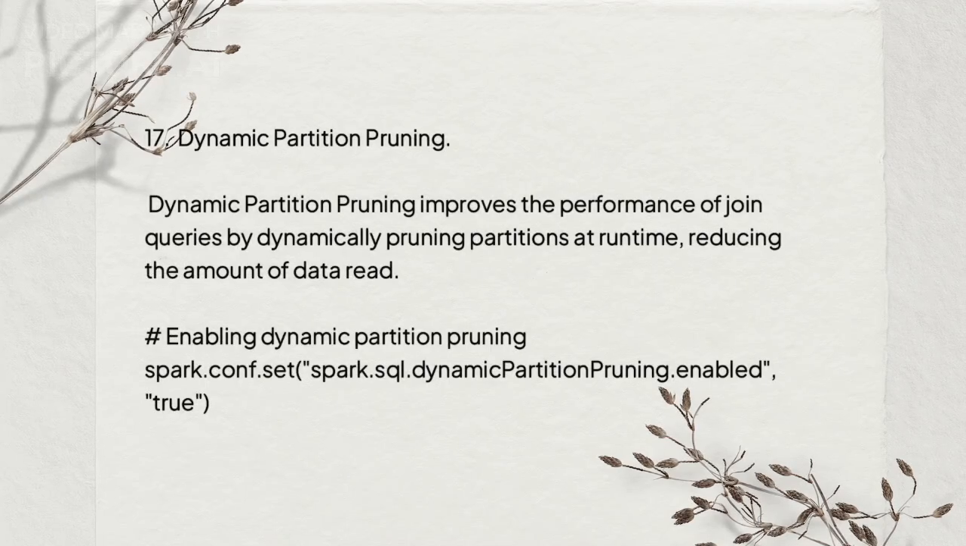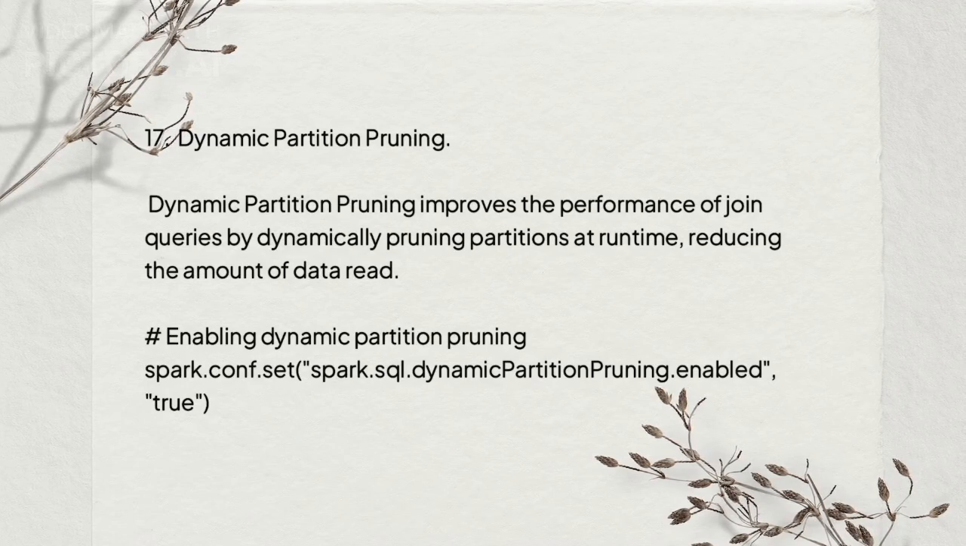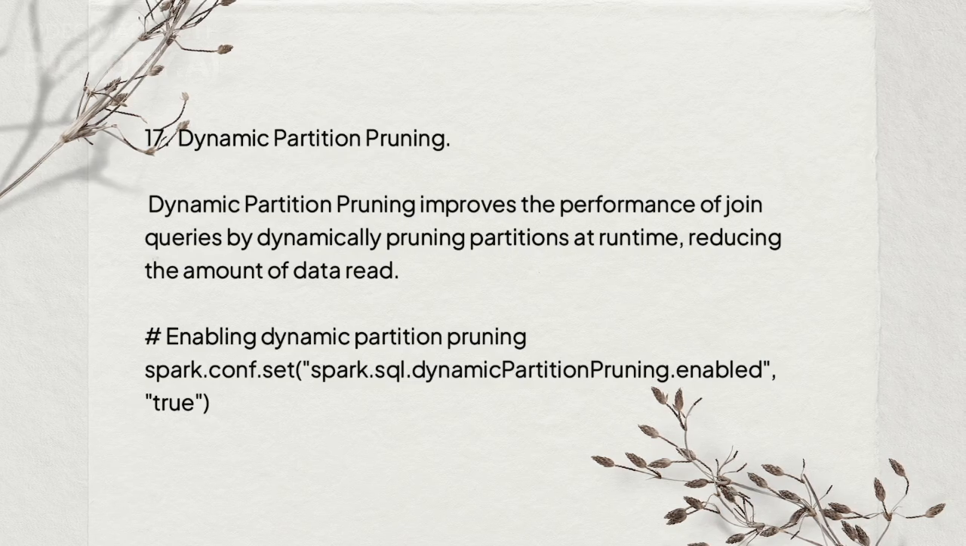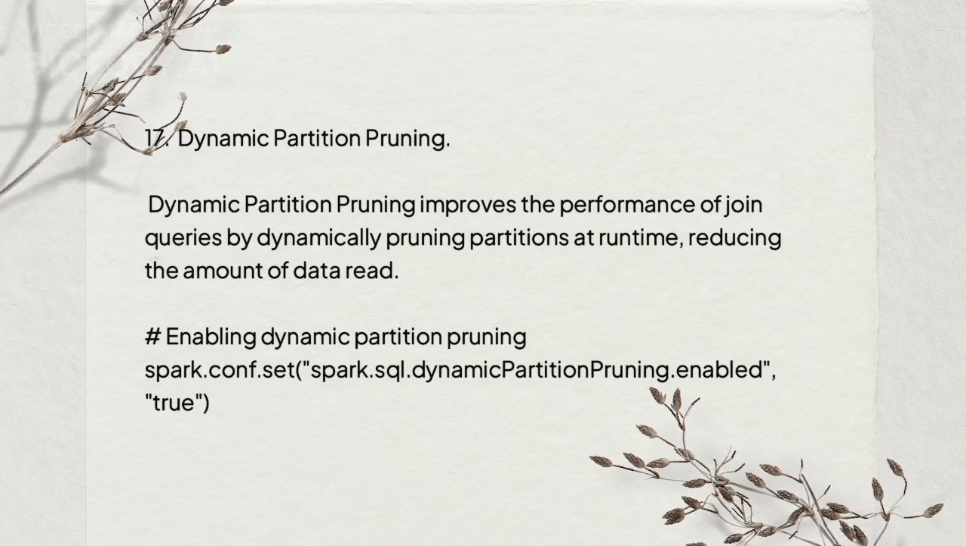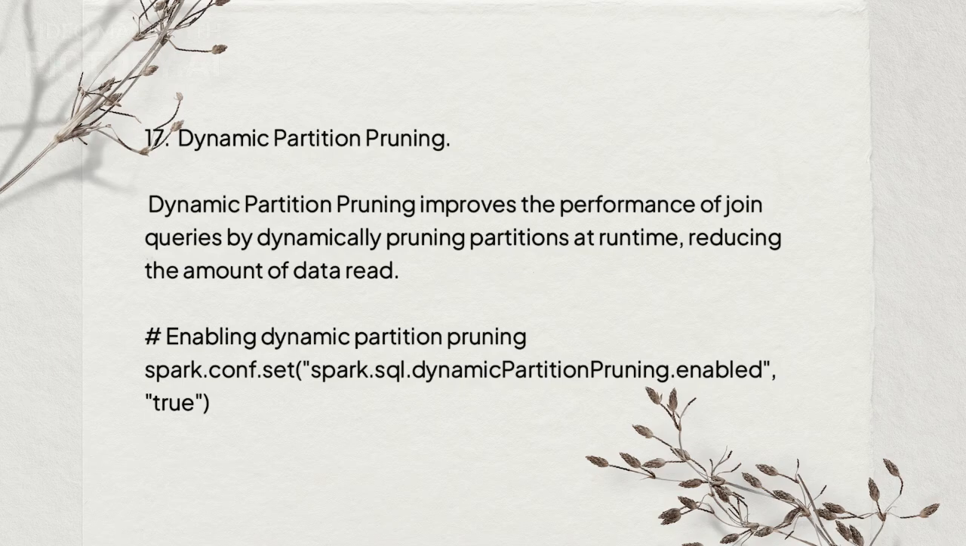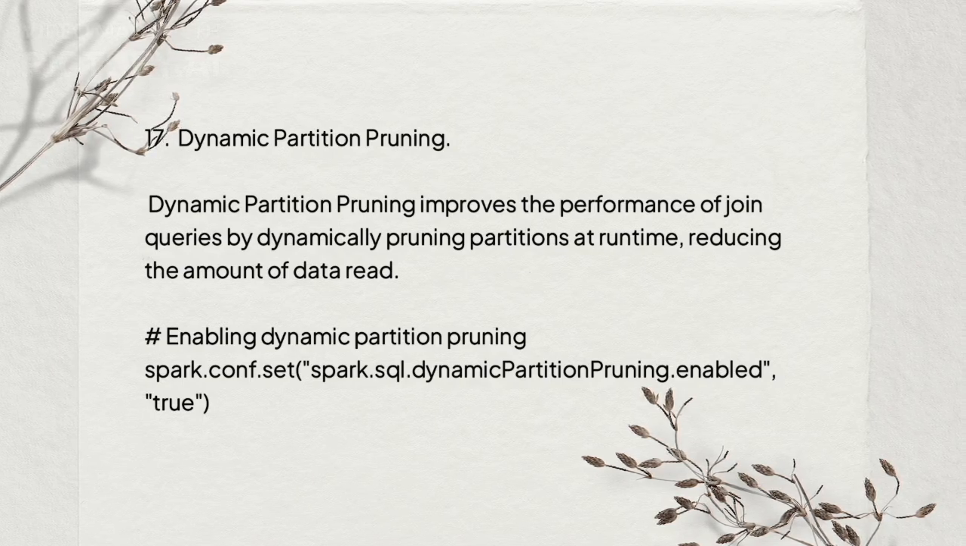17. Dynamic partition pruning. Dynamic partition pruning improves the performance of join queries by dynamically pruning partitions at runtime, reducing the amount of data read. Enabling dynamic partition pruning: spark.conf.set("spark.sql.optimizer.dynamicPartitionPruning.enabled", "true").